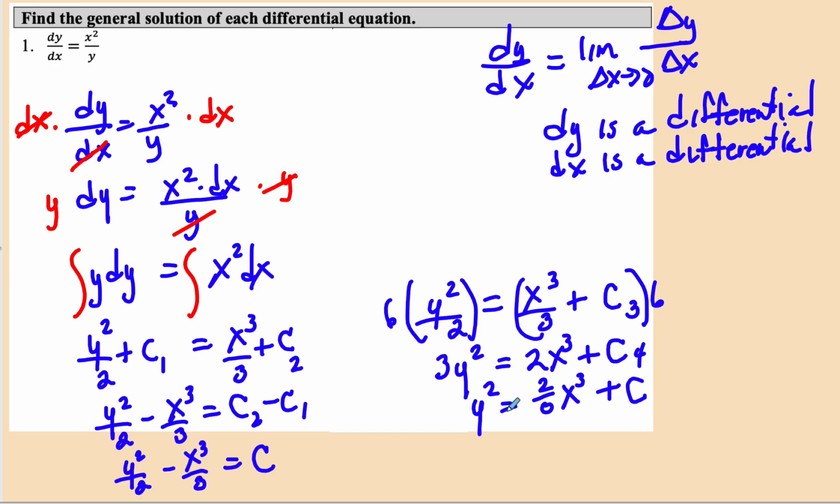And if I want to solve for y at this point, I would have to take the square root of both sides. And taking the square root of both sides means that you'll have to put plus or minus the square root of 2/3 x cubed plus c. And so this would be the general solution. The plus c is showing you that it represents a whole family. And this is called an explicit form for y, where this is an implicit form for x and y.